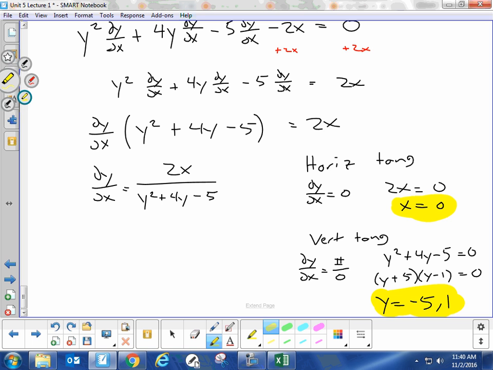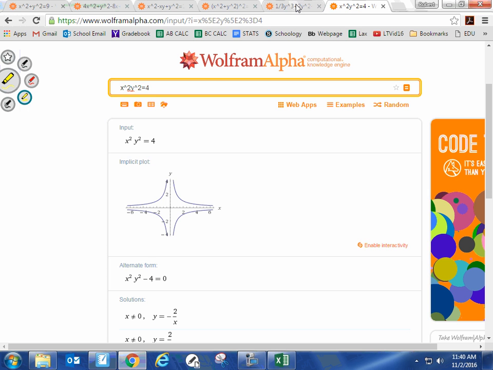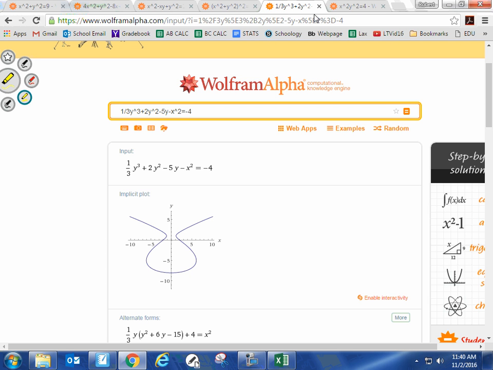Now, let's confirm our answers are correct. Let's look at our graph. Where do we have a horizontal tangent? Well, right here. What is the distinguishing characteristic? X is zero right here. Where do I have vertical tangents? Well, here, here, here, and here. Well, guess what? That's when y is negative 5 and when y is 1. Pretty cool.